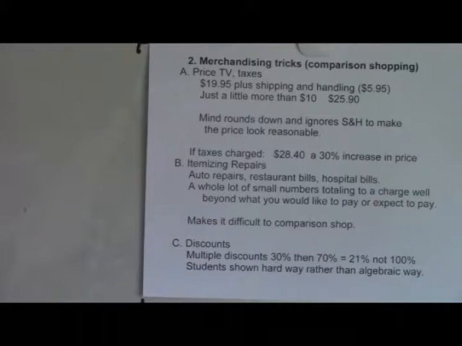Restaurant bills, not much you can do about it if you want to splurge a little bit. But as soon as you start adding drinks and desserts, your $20 meal can end up being a $40 meal. And hospital bills, well, we've seen how hospital bills have ballooned, and you can end up with a dozen charges for some simple visit to the hospital.